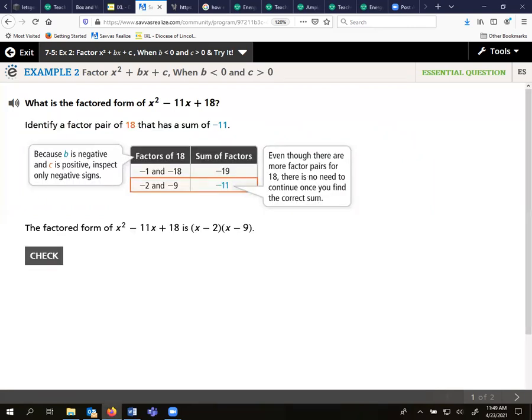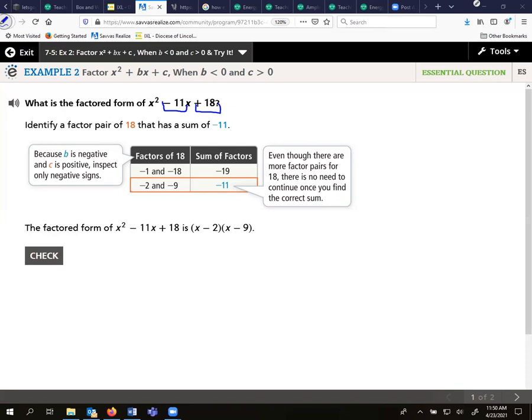Okay, we still need to find a factor pair, or two numbers that multiply to be 18. However, the sum needs to be negative, so it's a negative 11. So whatever sign is in front of the number, it goes with it. So they multiply to be a positive 18, but they add to be a negative 11.